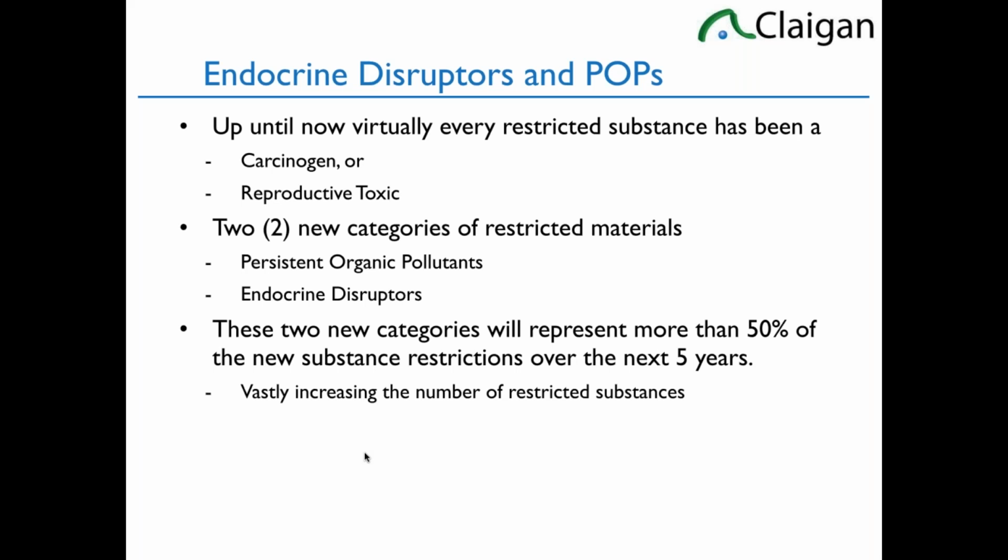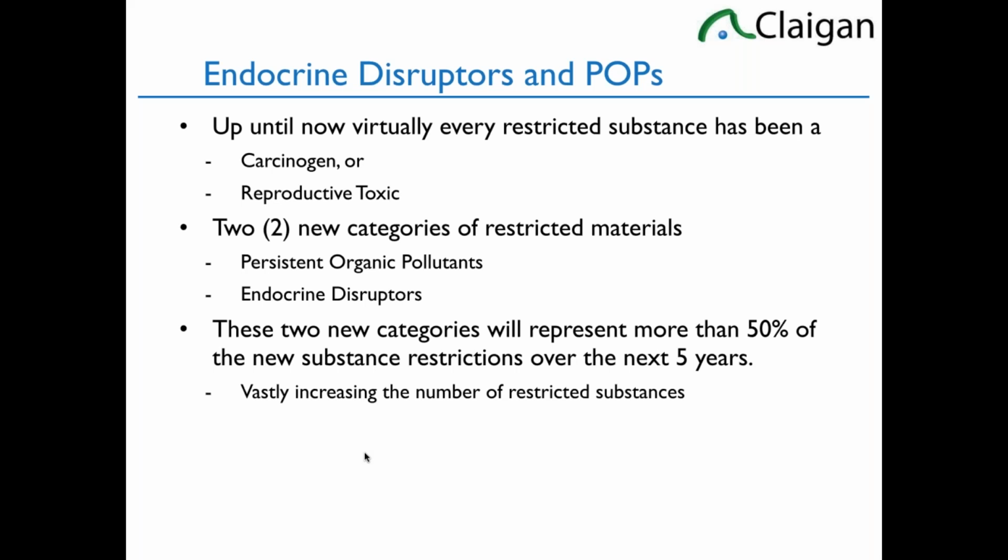Canada in particular is regulating more and more the persistent organic pollutants. They're going to vastly increase the number of restricted substances over the next 5 years. So when you've been getting an extra substance here and there, it's going to accelerate.